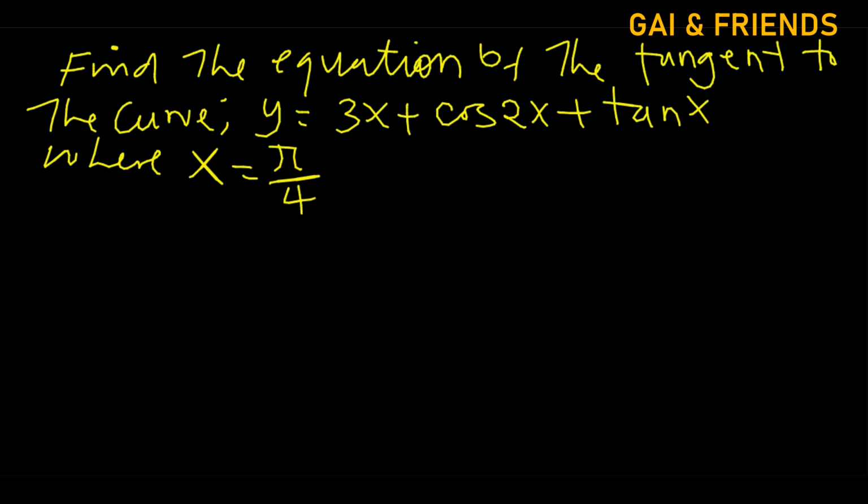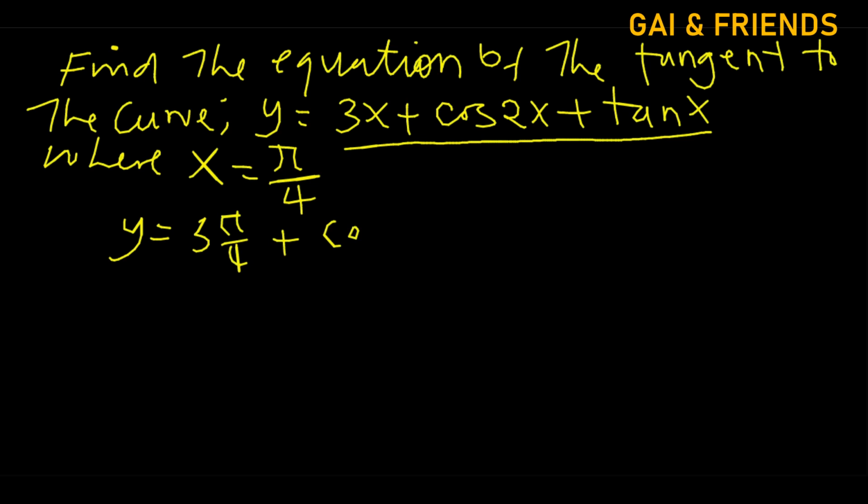Step 1. To find the equation of a tangent to a curve at a point, the coordinate of the point is needed, as well as the gradient of the curve at that point. If y is 3x plus cosine 2x plus tangent x, where x is pi out of 4, then y will be 3 pi out of 4 plus cosine 2 pi out of 4 plus tangent pi out of 4.